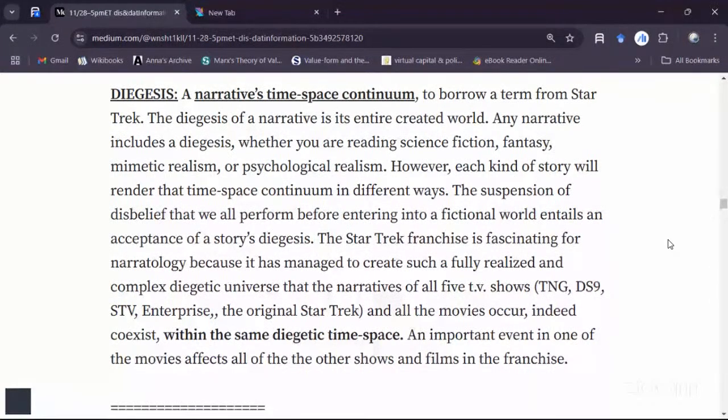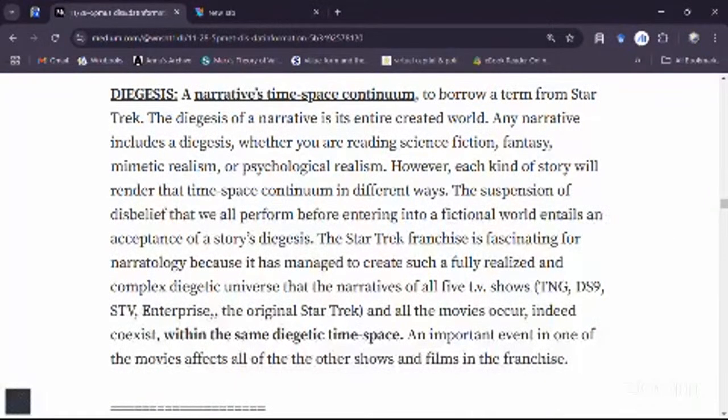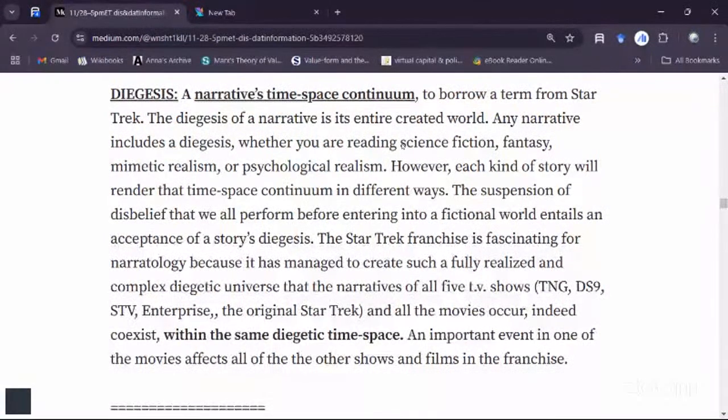The Star Trek franchise is fascinating for narratology because it has managed to create such a fully realized and complex diegetic universe that the narratives of all five TV shows, well, this was written before Discovery, Picard, and all the other later J.J. Abrams stuff. So TNG, DS9, Voyager, Enterprise, the original Star Trek, are all interlocked in lots of ways. They share characters, narratives, timelines or anti-timelines. And all the movies coexist within the same diegetic time-space.